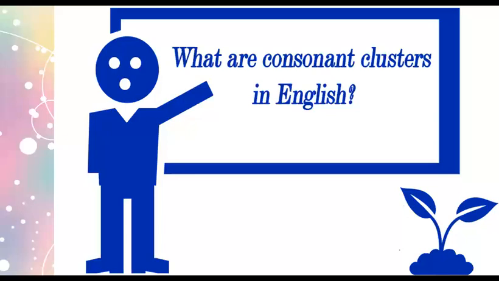For example, STR in case of stress or string, or for example, SKS in case of task. So these three consonants are producing one consonant sound. So these three consonants which are producing one consonant sound are called consonant clusters.